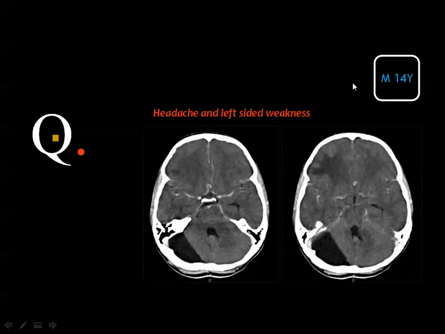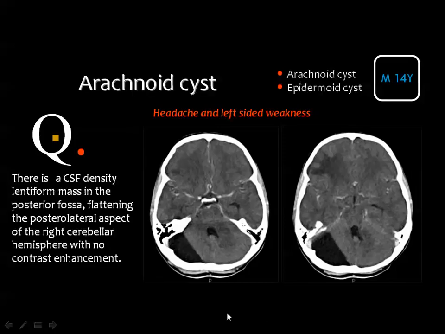This patient, 14 years old, with headache and left-sided weakness. There is a cystic lesion in the posterior fossa, and this lesion is not enhancing. The patient is injected with contrast, and it exerts little mass effect. This site is usual for the epidermoid cyst, but you see the smooth margin of the lesion, which is characteristic for arachnoid cyst, while epidermoid will have a lobulated margin. This is an arachnoid cyst.